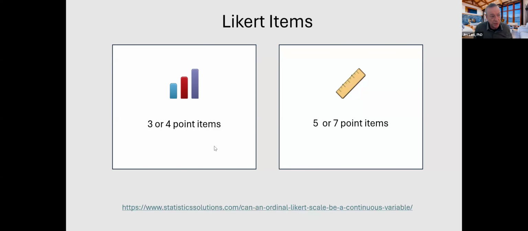So these are just for the single items. How do we treat those questions? And then once we add or average those, how do we treat those?